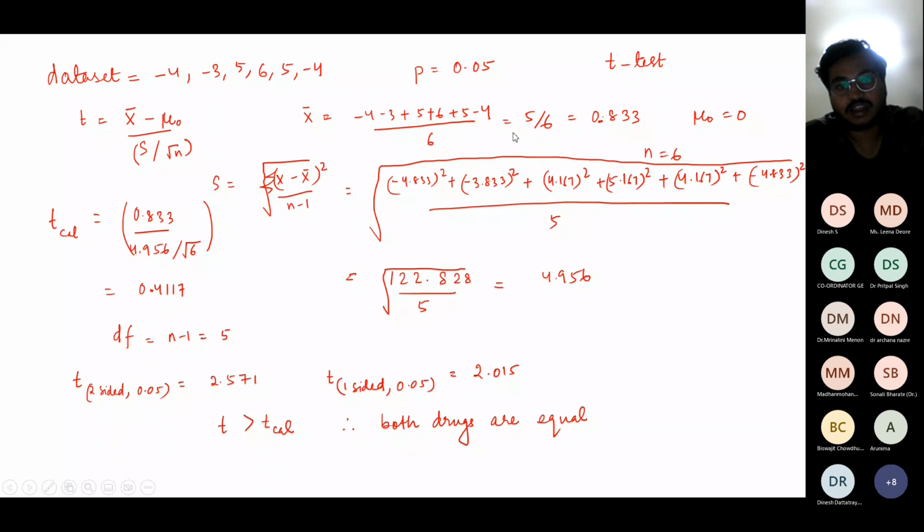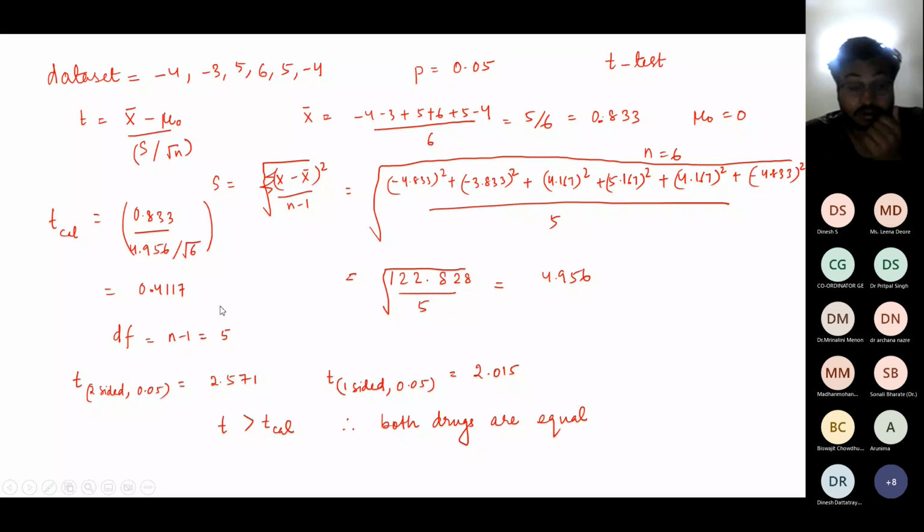X bar we can directly calculate: sum the numbers and then divide by n. Mu naught is 0. S we can calculate as the difference of each data point from the mean, squared, divided by n minus 1, and then take the root. That comes out to be 4.956. Then we put all these values in this equation to calculate the t value, which comes out to be 0.4117.